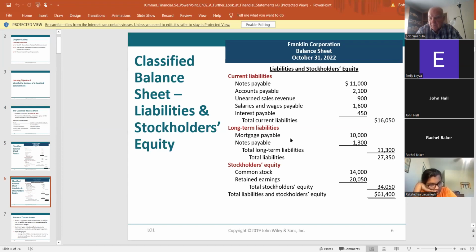Retained earnings is an equity account. It has a normal credit. We haven't got up to debits and credits yet, but retained earnings is part of equity. It's a component of it.